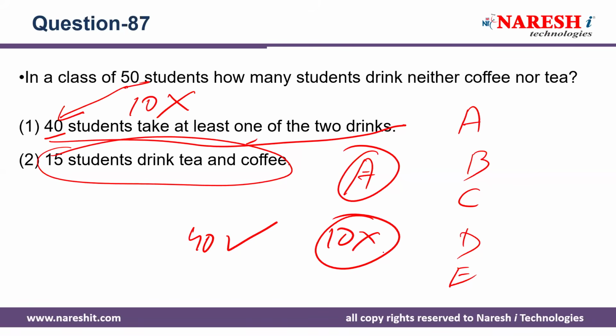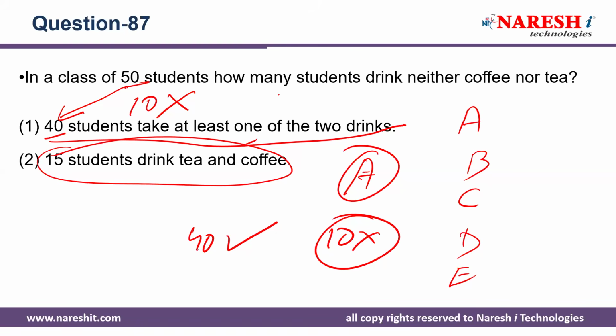See, you also need to calculate the value. Then only you will have a justification why that option is correct. Everyone understood? First question, why is A correct? In the question they already told there are 50 people. In the first statement they're telling that there are 40 people who drink at least one of the two. Automatically there are 10 people who don't drink. So I can easily answer.